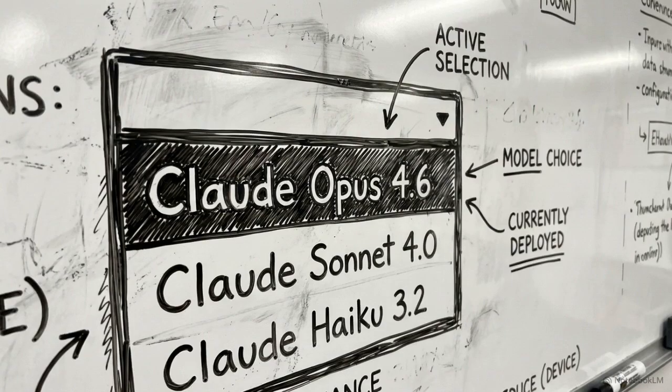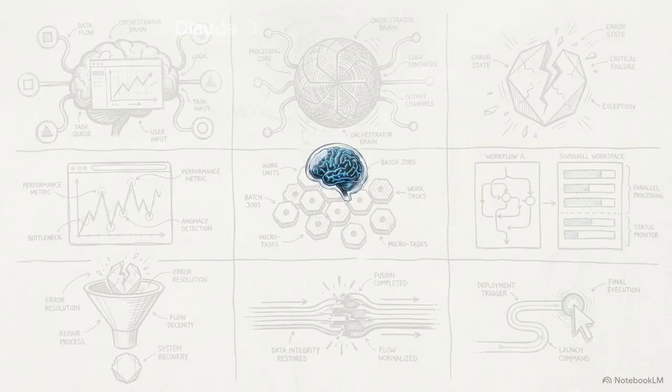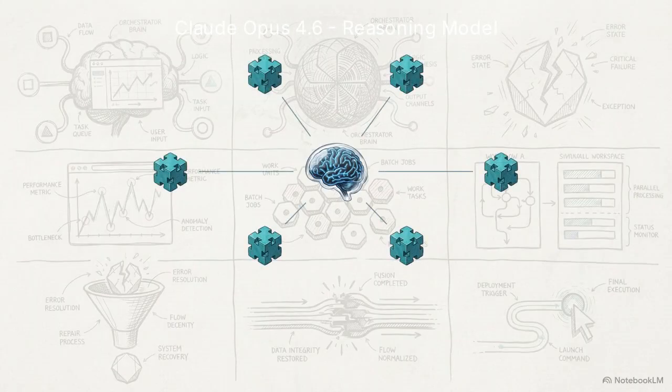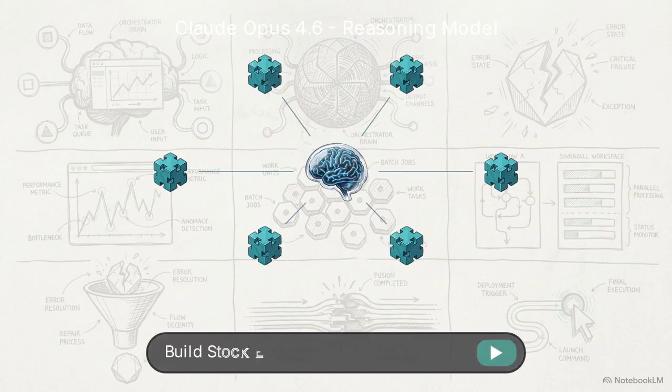Before you enter your prompt, look at the Model Selection drop-down menu. This chart represents the internal logic of the system. For multi-step autonomous work, you must select Claude Opus 4.6. This is a reasoning model, which is a type of AI optimized for complex logic and decision-making, rather than simple conversation. Paste the stock app prompt into the bar and hit send.